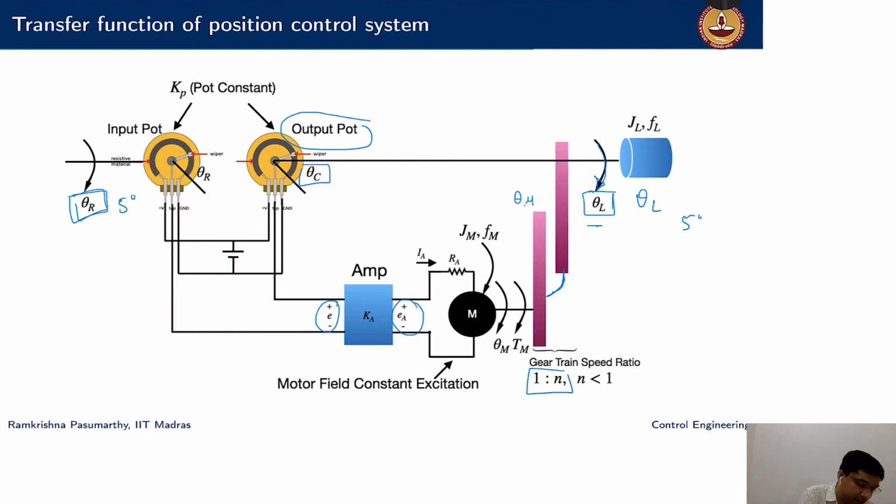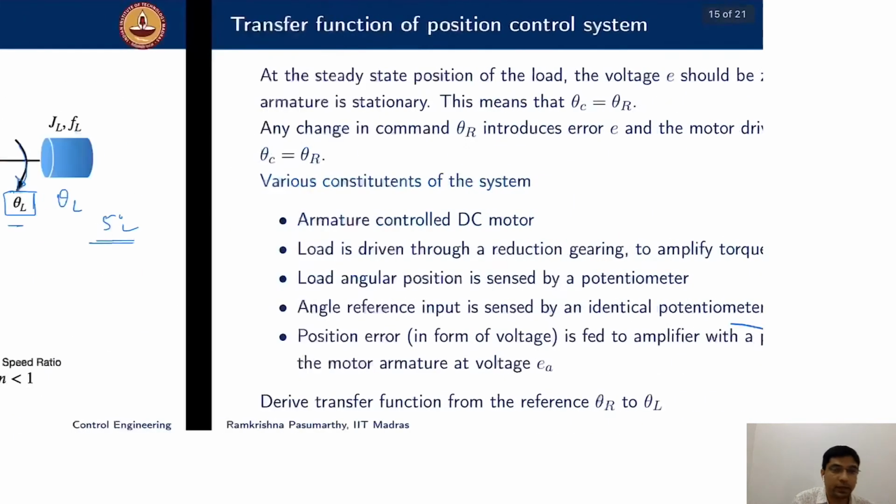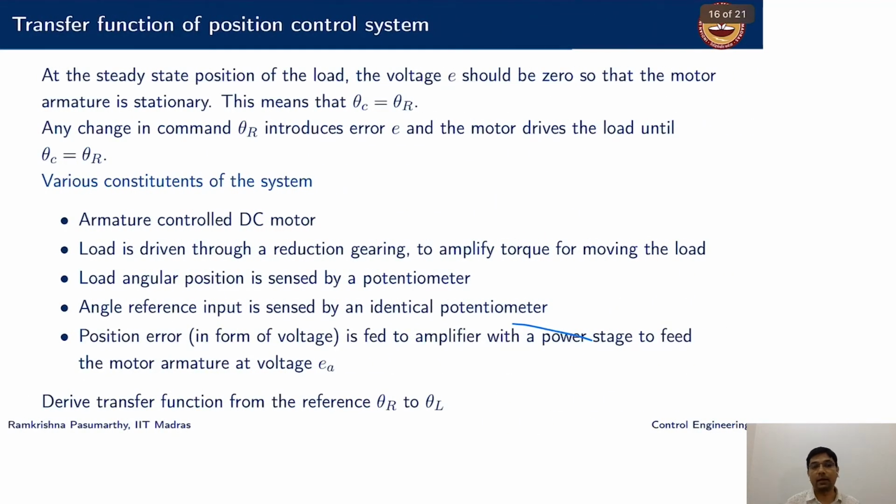We set this to 5 degrees and say this achieves 5 degrees, which means theta L will be equal to theta r, E is 0, and so on. Let's say theta r changes from 5 to 15. This also must appropriately change, right? So in this case, when the command signal theta r changes, it introduces an error.